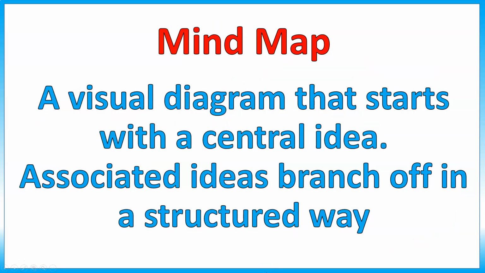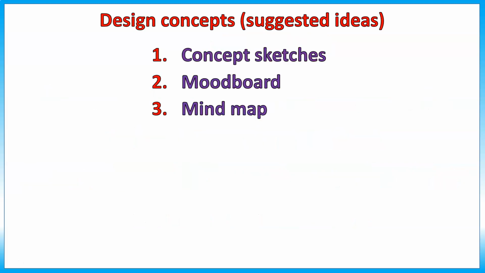We're going to look at the definition. A mind map is a visual diagram that starts with a central idea. So usually when we're writing at school or anywhere else, we start in the top left, but in a mind map we start at the centre of the page and associated ideas branch off in a structured way.